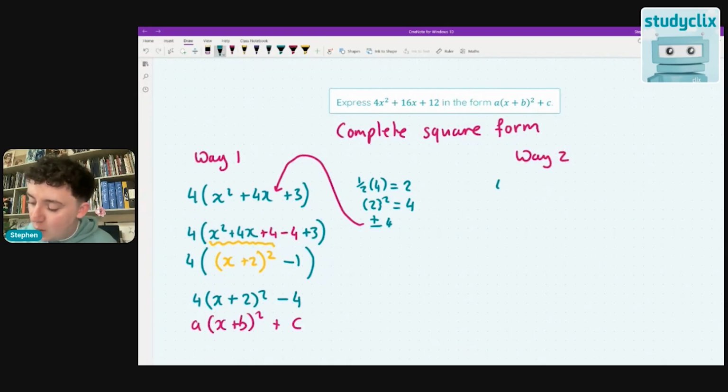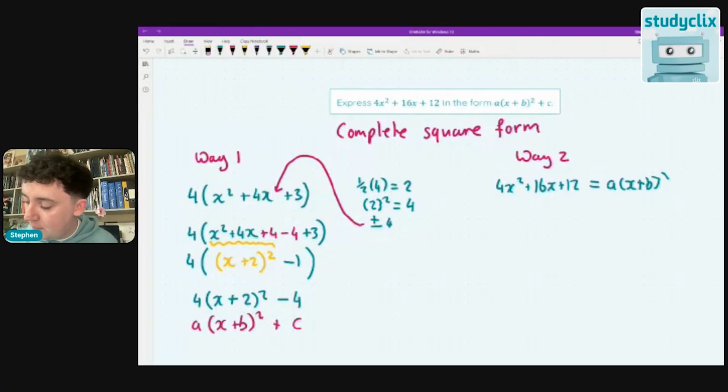We take the 4x squared plus 16x plus 12, and I'm saying, right, they want me to make this look like this: a times x plus b squared plus c. I'll write a nicer squared there. Right, well, this is now an equation, and apologies, I'll just write this a bit neater. There's no use me showing you if we can't read it. So we're going a times x plus b squared plus c.